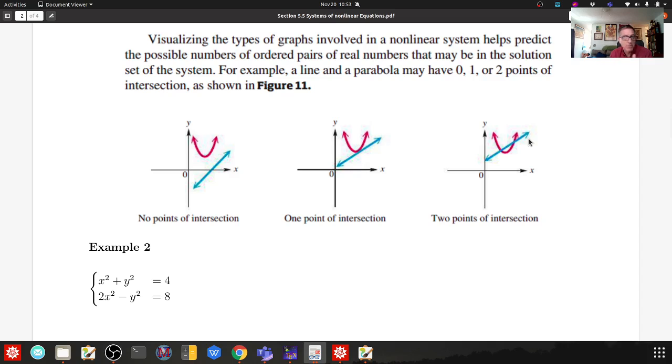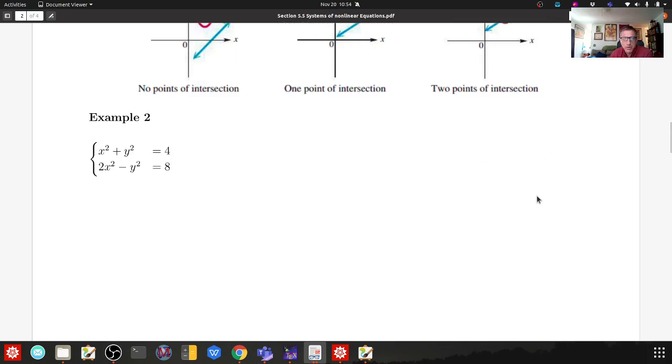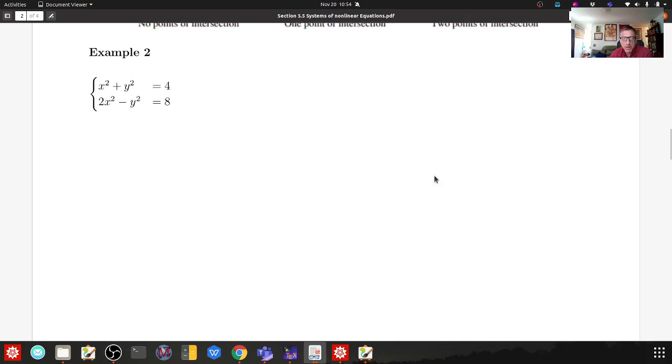So it's either 0 points, 1 point, or 2 points. It's impossible for a line to intersect a parabola at an infinite number of points. It just can't happen. So it's either no solution, one solution, or two solutions, and that's it. And I have concentrated on those types of problems for your homework. I didn't give you that many homework problems. So let's look at another example.